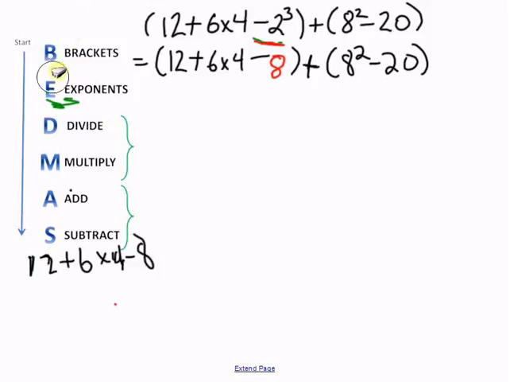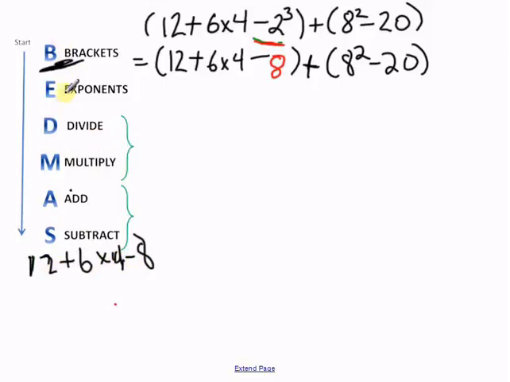So I started to do the brackets, but I'm not done these brackets yet, so I'm still trying to figure out the brackets. Now inside the brackets, I've made it a little simpler by doing the exponent, like I did here. So what I have inside there now looks like this. This is a mess, but 12 plus 6 times 4 minus 8.